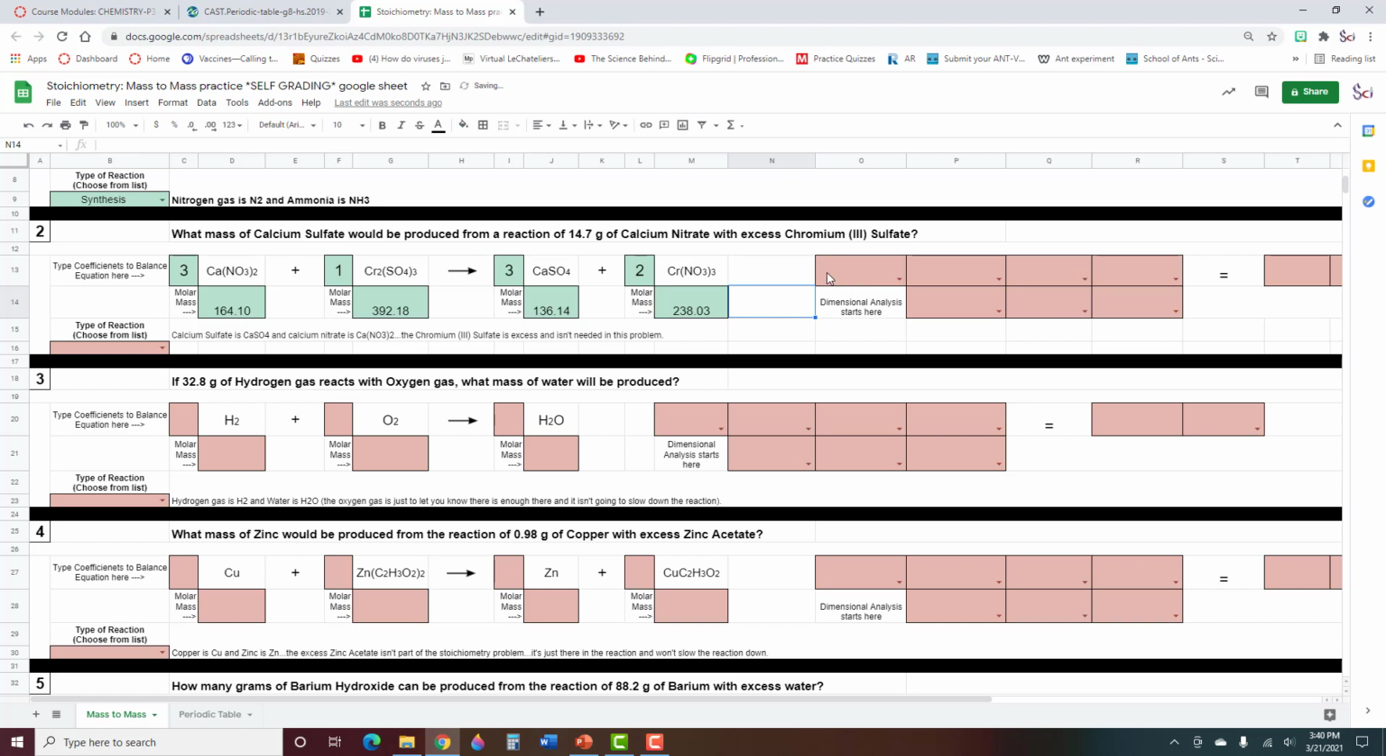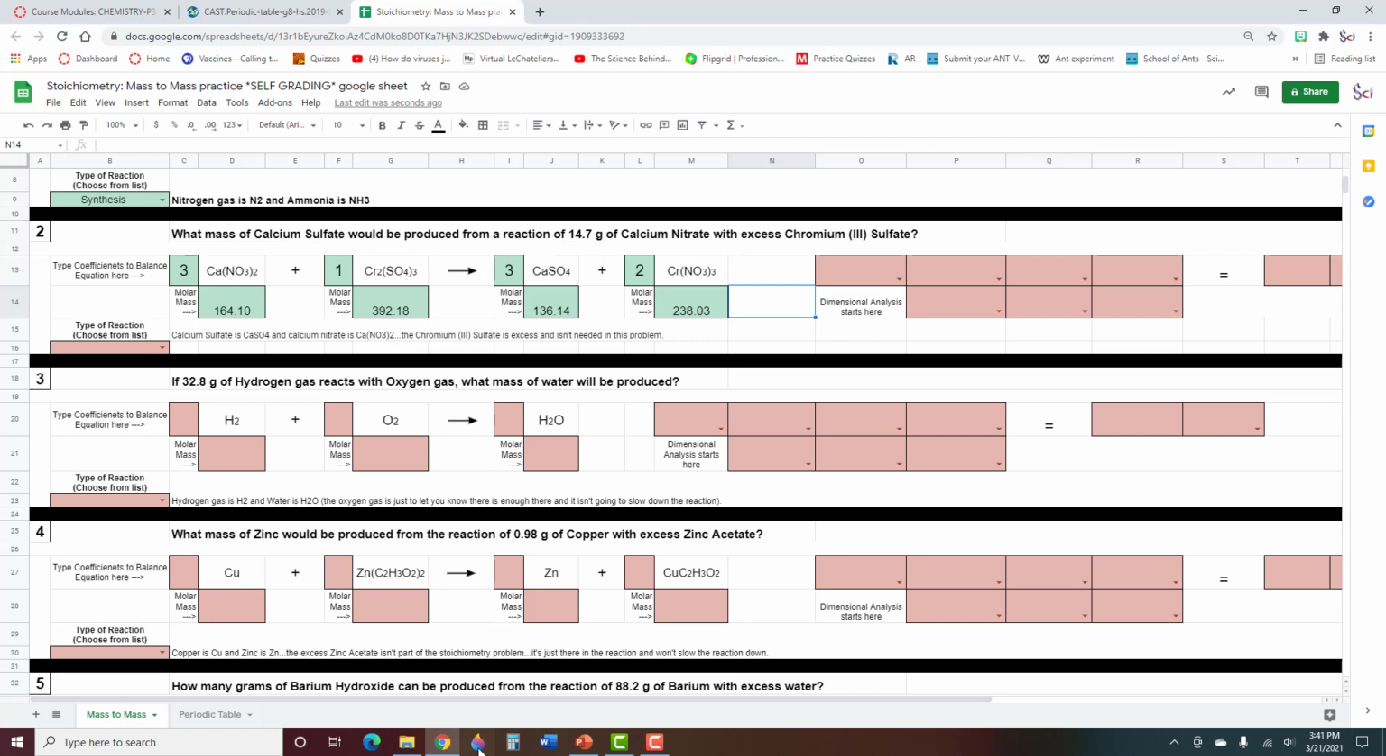Okay, so then let's do the problem. What mass of calcium sulfate, and down here it tells you calcium sulfate is CaSO4, would be produced from the reaction of 14.7 grams of calcium nitrate with excess chromium 3 sulfate? Remember, excess, I don't need this as part of the math problem, but it's just there to tell you that this isn't going to stop my reaction. I've got enough of it, don't worry about it. So I'm going from mass of calcium nitrate into mass of calcium sulfate.